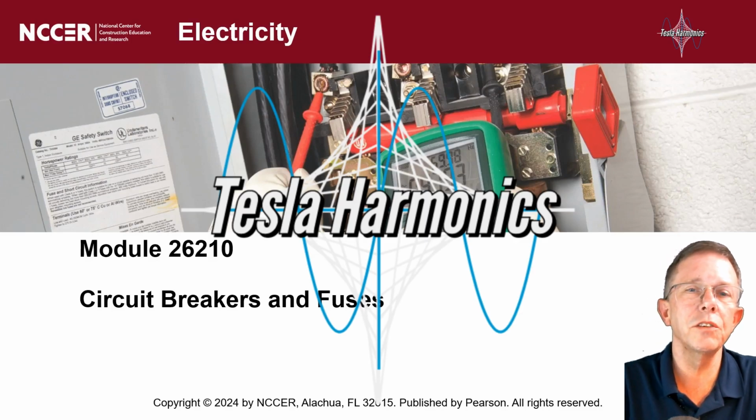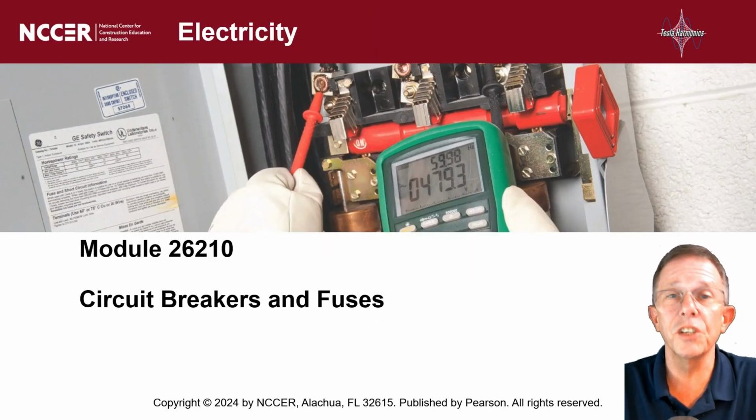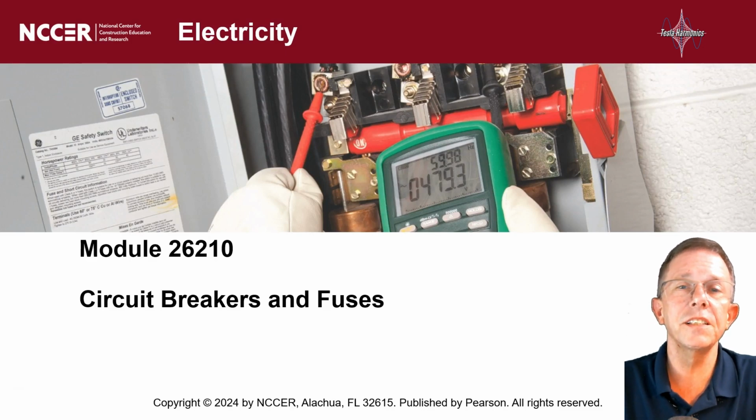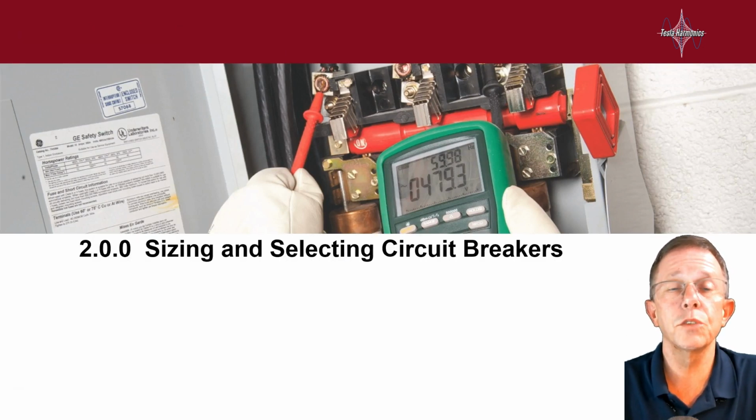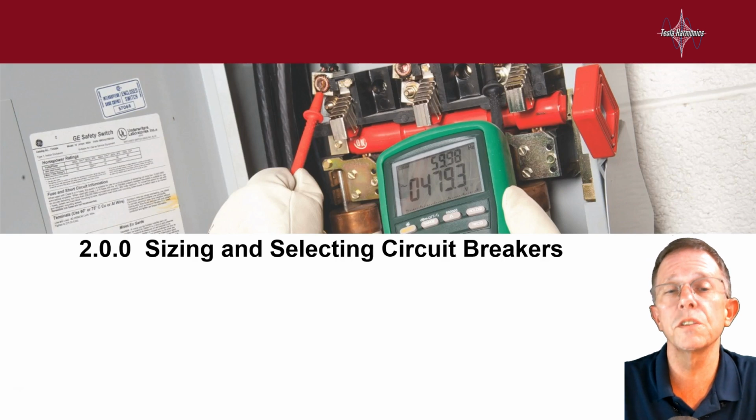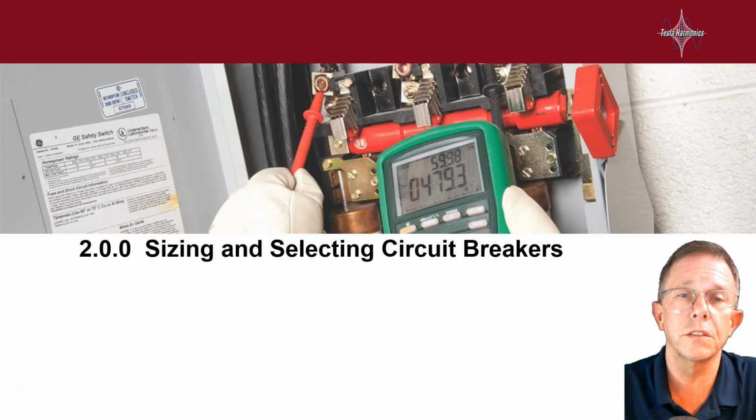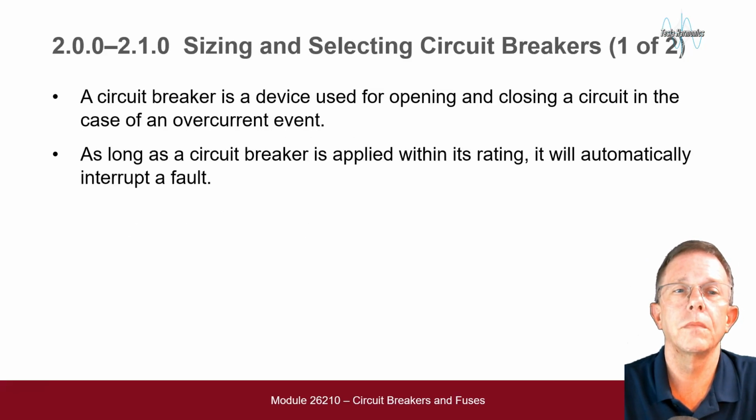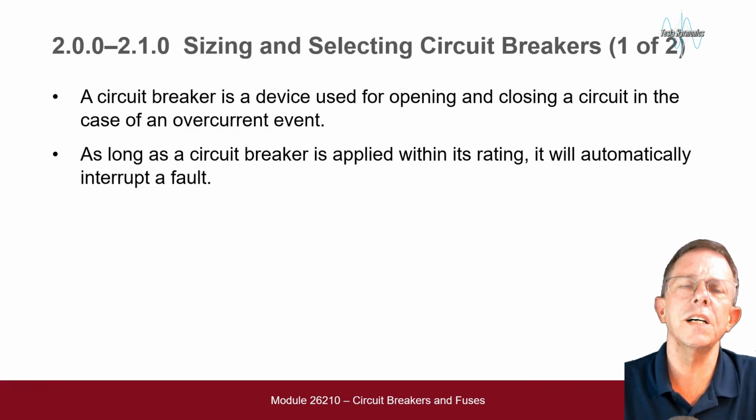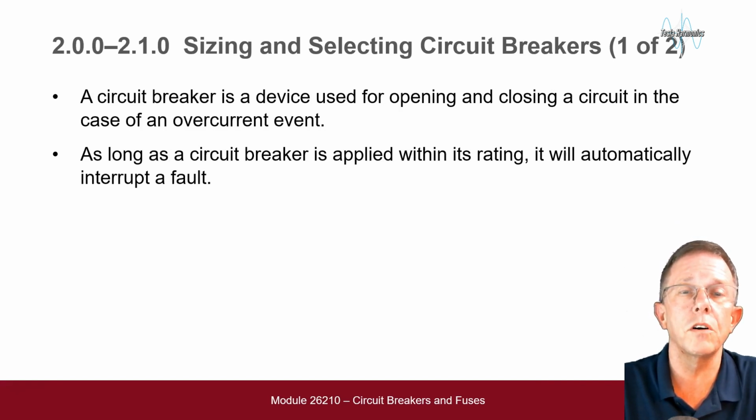Okay, everyone, let's continue looking at Module 26.210, Circuit Breakers and Fuses, in the NCCER 11th edition. This will be Section 2.00, Sizing and Selecting Circuit Breakers. A circuit breaker is a device used for opening and closing a circuit in the case of an overcurrent event. As long as the circuit breaker is applied within its rating, it will automatically interrupt a fault.